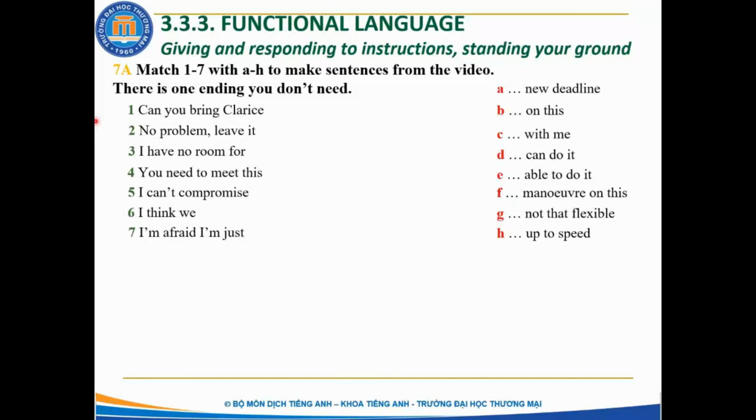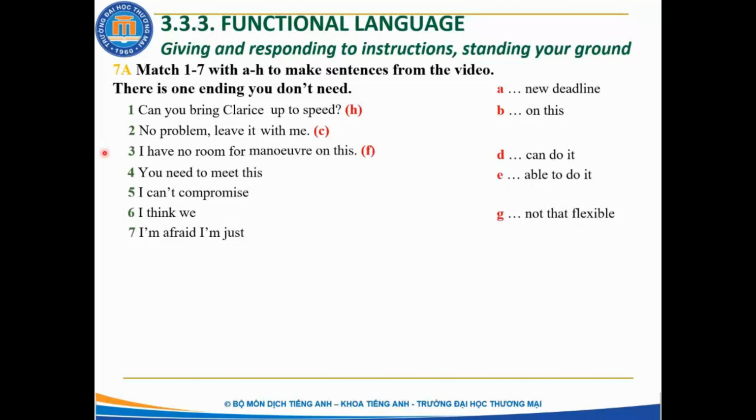Right. Now please spend some time doing the matching. Have you finished? Now let's check the answer together. So for number 1, we match number 1 with 1H. Okay. Can you bring Clarice up to speed? And number 2, no problem, leave it with me. Number 2, we match with C. Alright. And number 3, we match number 3 with F.